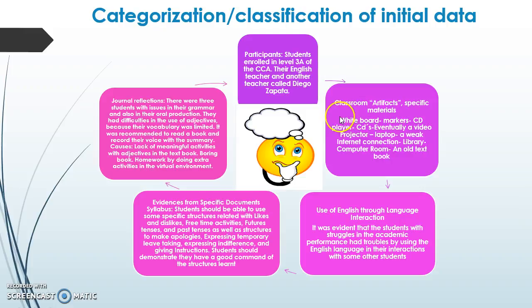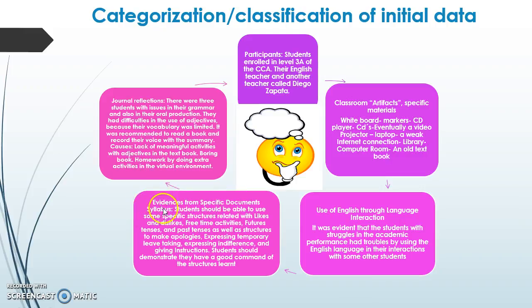Then we have the classroom artifacts, specific materials. As in every classroom, we have a whiteboard, markers, CD players, CDs, eventually a video projector, a laptop, a weak internet connection, a big library, computer room, and an old textbook. In regard to the use of English through language interaction, it was evident that the students with struggles in academic performance have troubles using the English language in their interactions with other students. The evidences from specific documents.